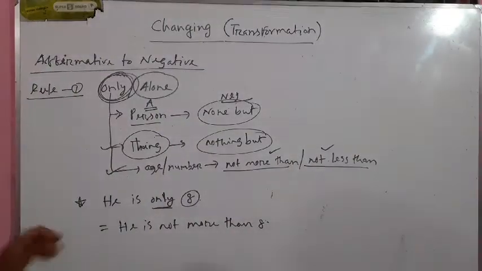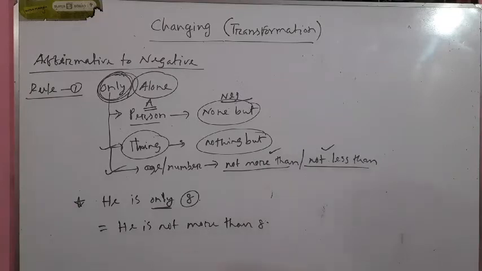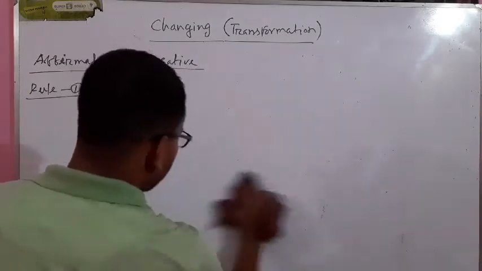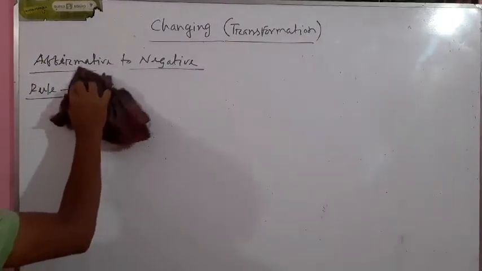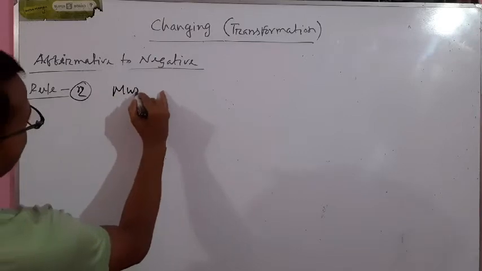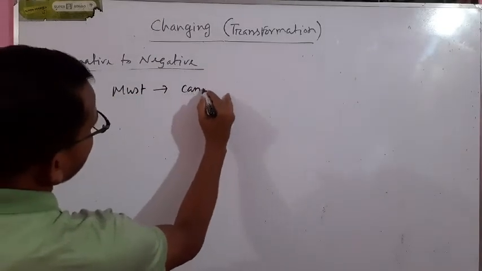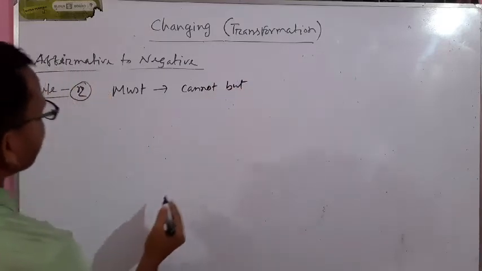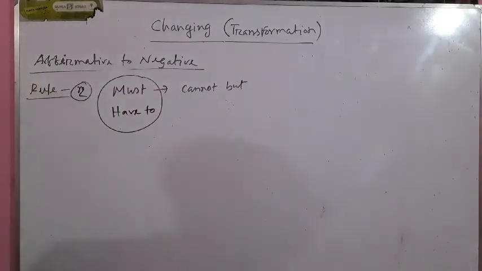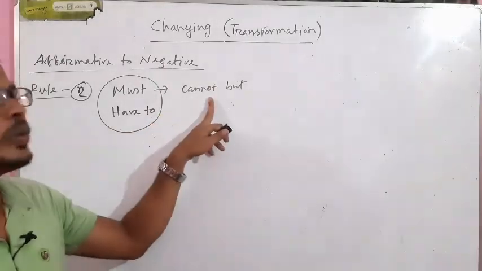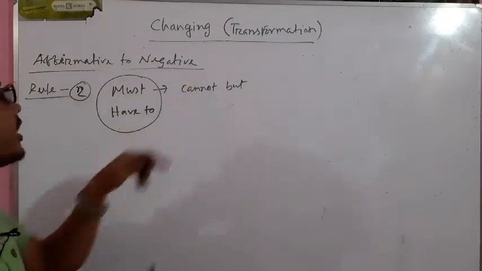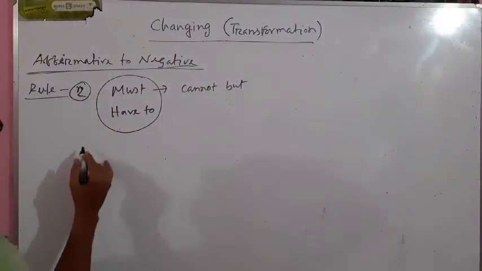Okay. This was rule number 1. I think this rule is very much clear. The rule of only is clear. Now, rule number 2. The rule is must, cannot but. Must or have to. These two words are all the same. Instead of must or have to, we will write cannot but when we want to turn an affirmative sentence into negative.